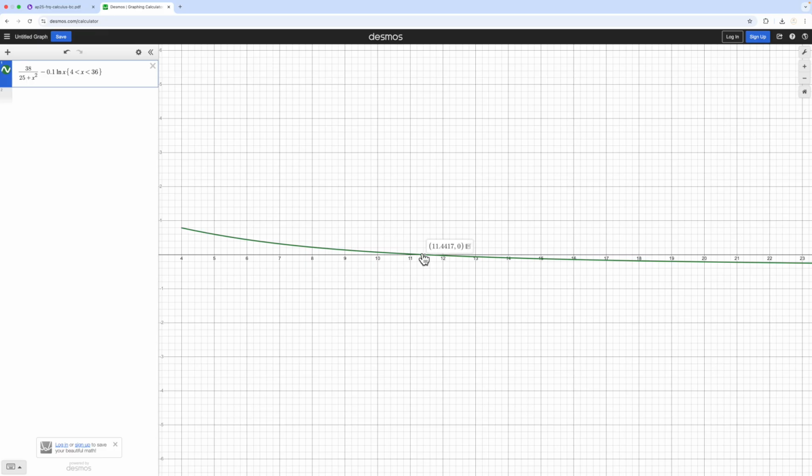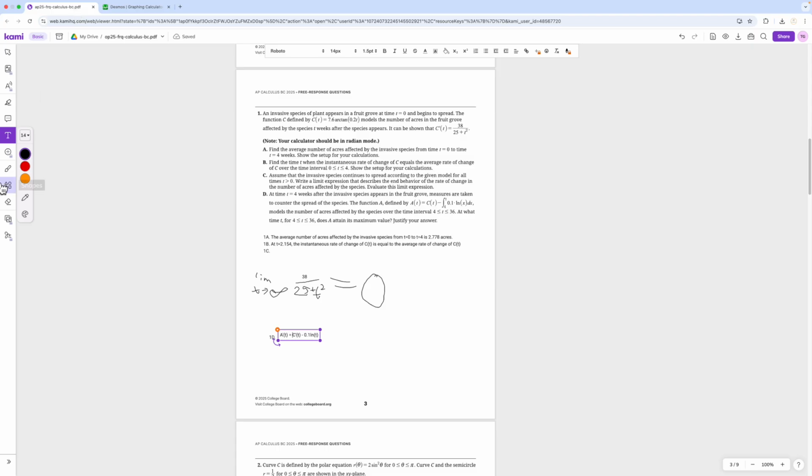So if we look over here, when x, or t, is equal to 11.4417, our derivative is equal to 0. So that means there's either a max or a min there. So t equals 11.4417. But we're not done yet. All we know is that this could be a max or a min. What if at time equals 4 or time equals 36, we reach the maximum? So what you're going to do is test out all of these values: t equals 4, t equals 36.